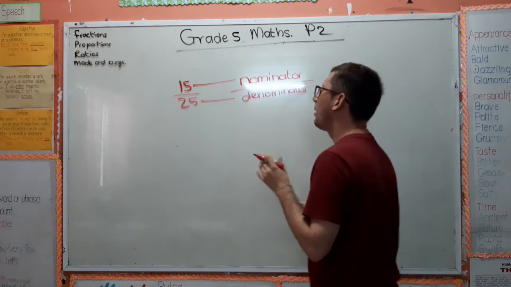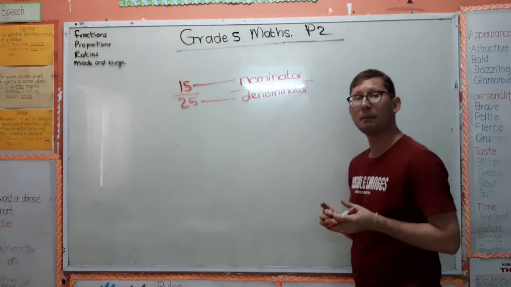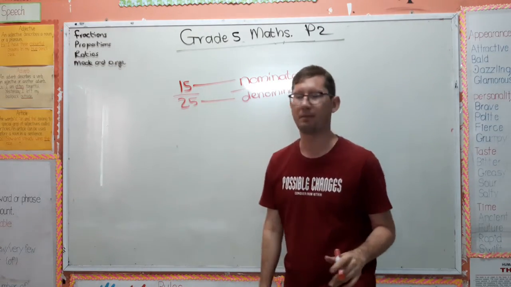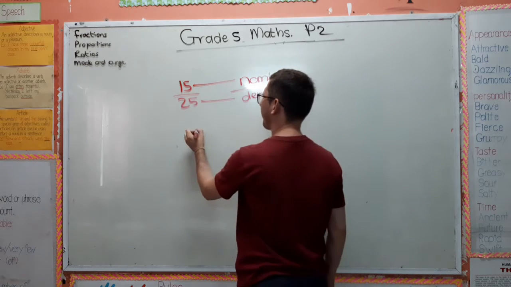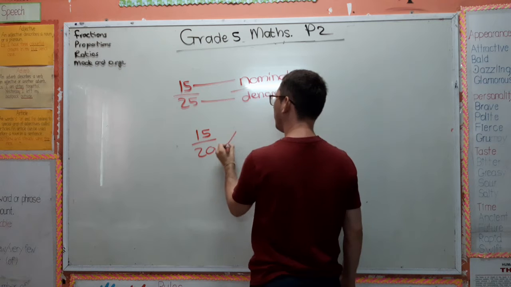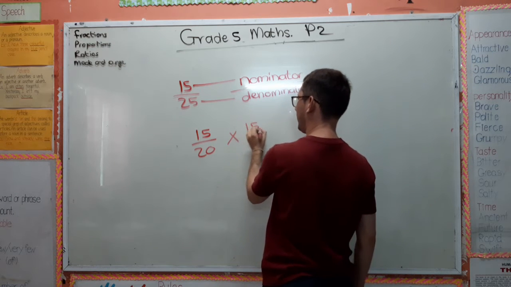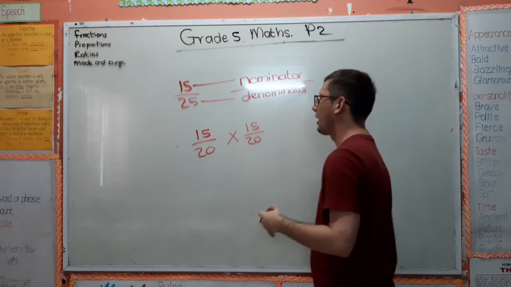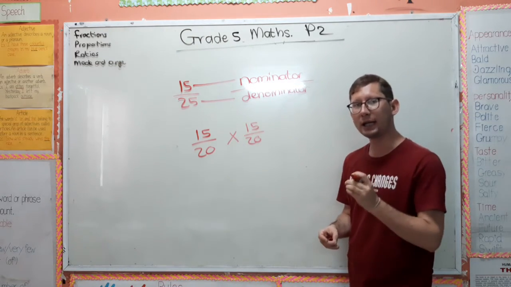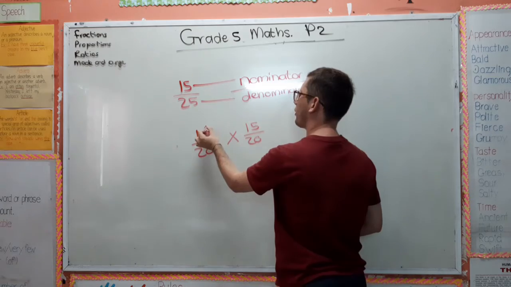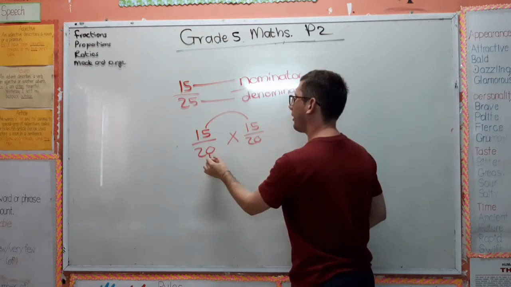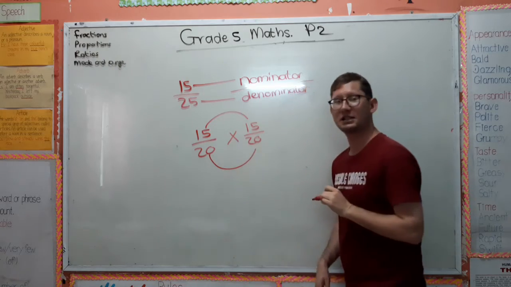Okay, but let's have a look at multiplying fractions. Multiplying fractions is very simple. Let's say we have 15 over 20 multiplied by 15 over 20. How do we work it out? It's fairly simple. You multiply the numerators with each other and you multiply the denominators with each other.